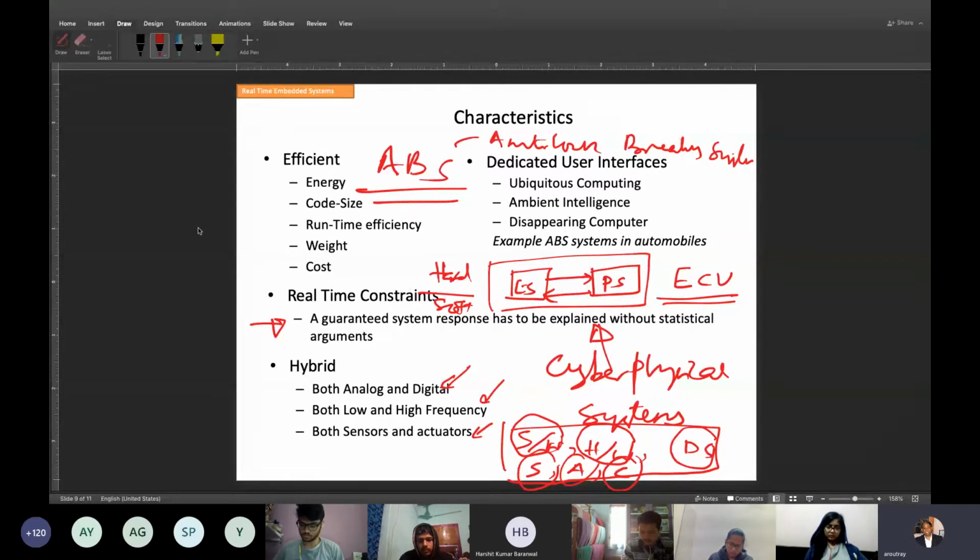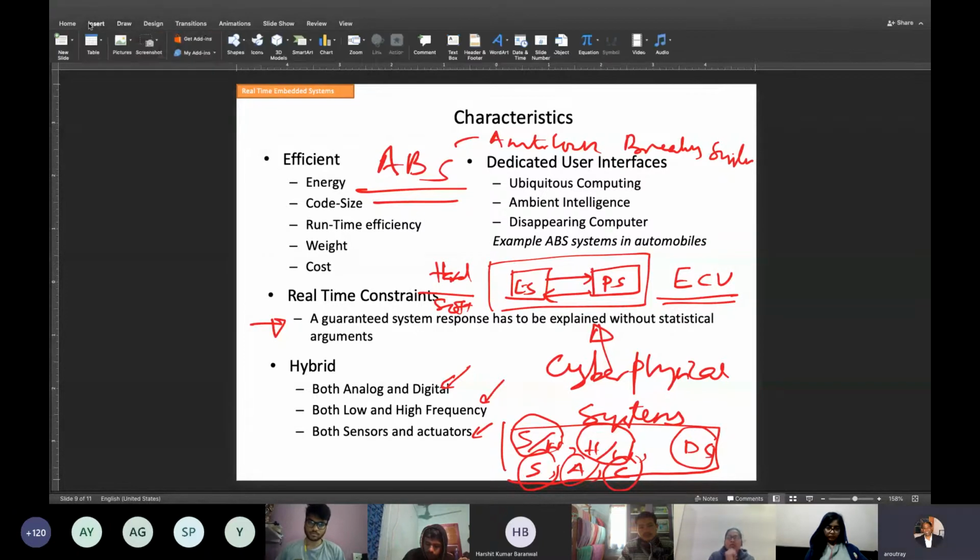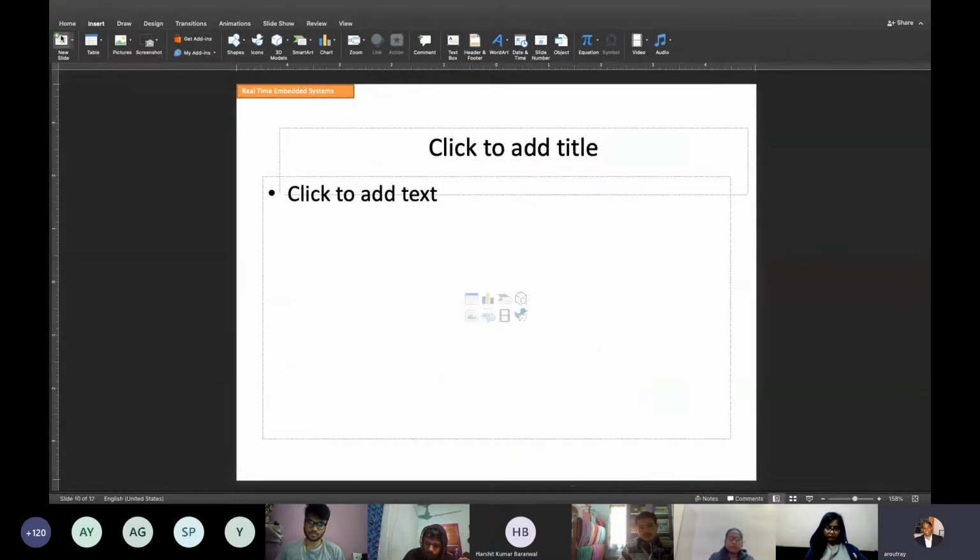So moving on, this real-time constraint is very important for you. Just like you are going to implement a digital filter. The digital filter will work in real time. You have to insert one blank slide, then only you can understand. We'll talk about digital filters.